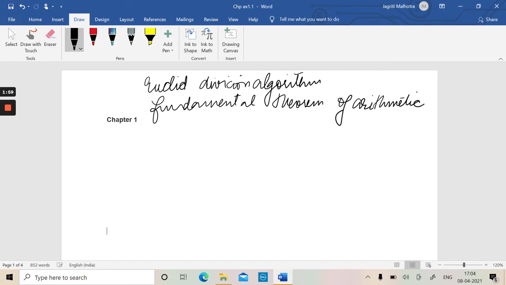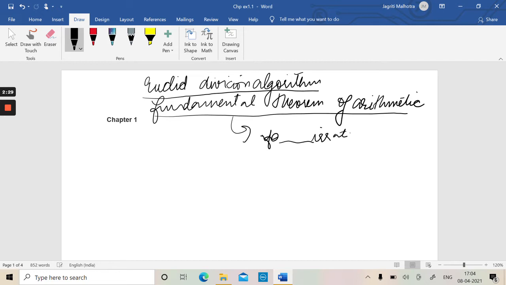Right, so we will talk about Euclid's division algorithm in detail. First of all, we have studied in earlier classes that the fundamental theorem of arithmetic is for proving the irrationality of numbers, or to explore whether the decimal expansion is terminating or non-repeating. So basically it is used for the irrationality of numbers.